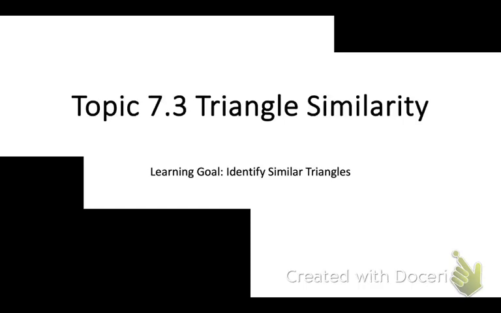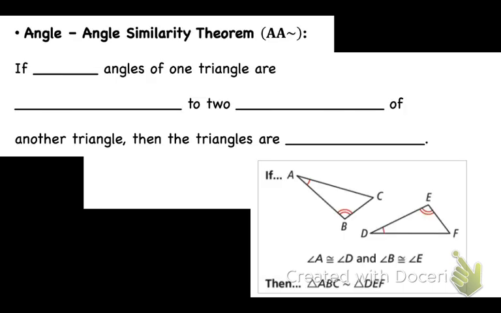Okay, 7.3, triangle similarity. We have done triangle congruency before, yes? We had side, side, side, side, angle, side, angle, angle, side, correct? So you're going to have 3 similarities. Now, what it means to be similar is angles are congruent, sides are proportional.